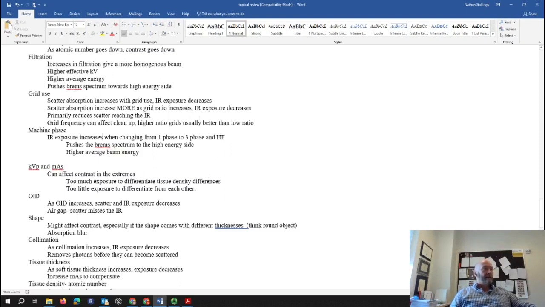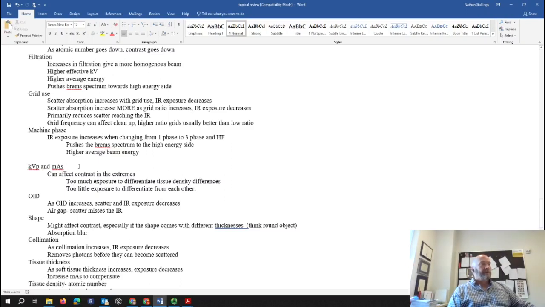I think that the context of what I had there was your technique needs to decrease if you go from single phase to three phase. So if you use the perfect technique in a single phase room and you change to a three phase room, then your image receptor exposure is going to increase. So you need to decrease your technique. And the same thing happens if you go from three phase to a high frequency room. So with machine phases, as we go from single phase to three phase, we get an increase in numbers, but it also pushes the BREM spectrum to the high energy side, so we have a higher energy X-ray beam.